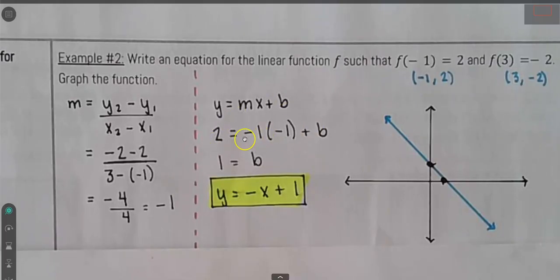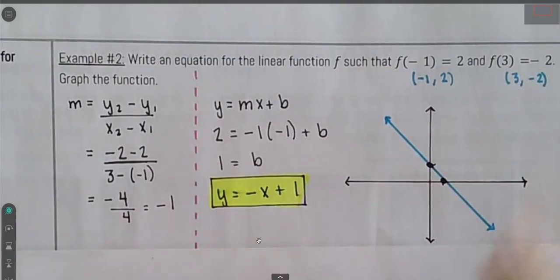So I plugged in x and y, I plugged in m, and I solved for b. I got b equals 1. Once I have m and b, I can just plug that in. I get y equals negative x plus 1. And here is the graph.